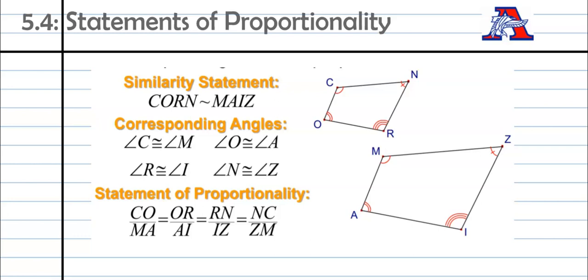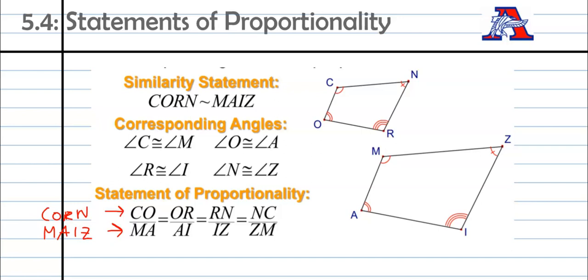What that means is on top here, you can see that we have side CO, side OR, side RN, and side NC. Those are all parts of, I should have made those all capital, CORN. So all of our CORN sides are on top. And if you look at the bottom, those are all of our MAIZ. So when you're writing statements of proportionality, you want to keep those things consistent. All of the CORN sides are on top and all of the MAIZ sides are on the bottom in this case.